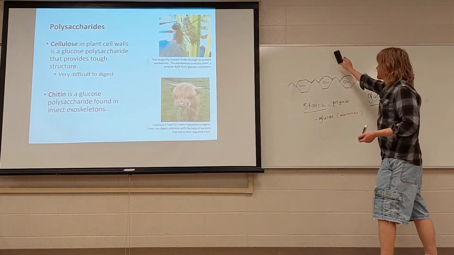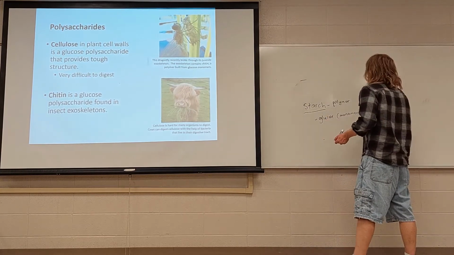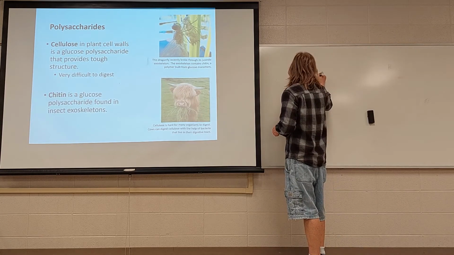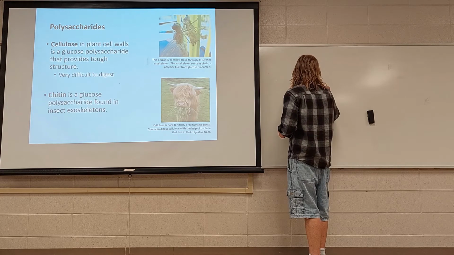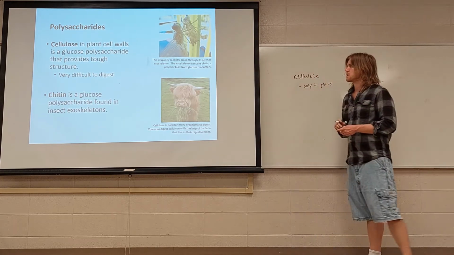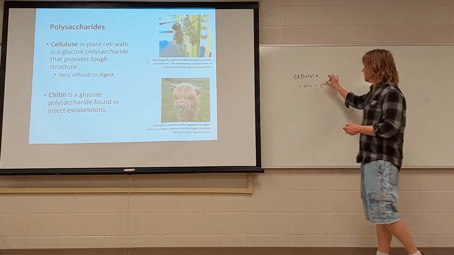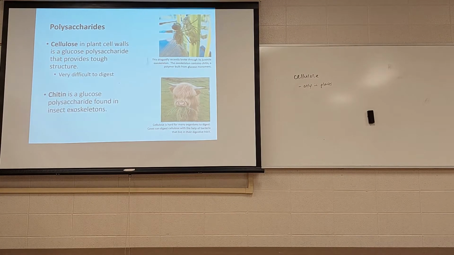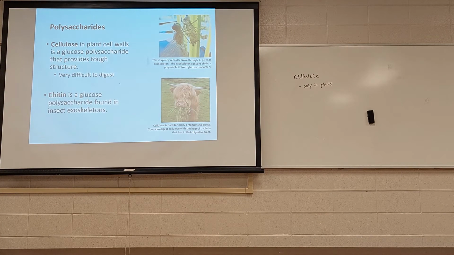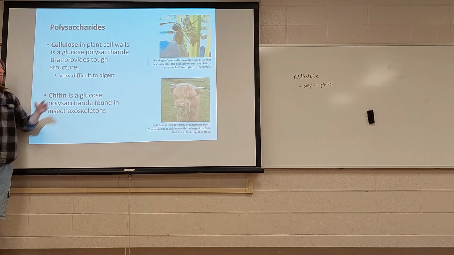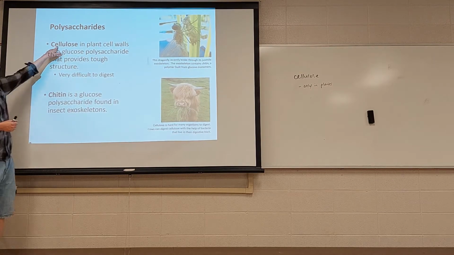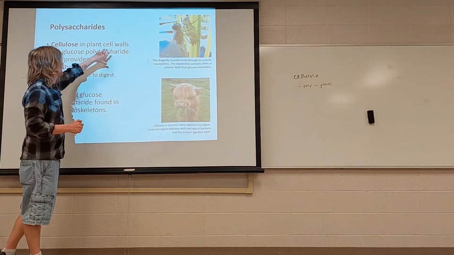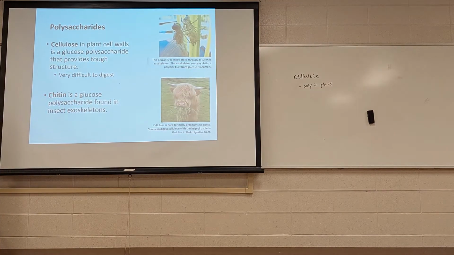One of them is called cellulose. So cellulose is found only in plants, and it's found in their cell walls. So cellulose is a long sugar chain. It's a chain of sugars forming a polysaccharide that is really tough to break apart. So cellulose, long string of glucose molecules, forms plant cell walls, makes plants hard to digest.